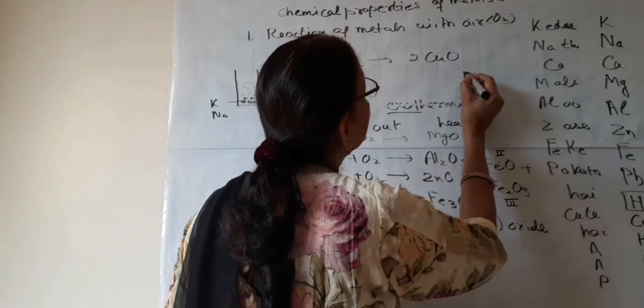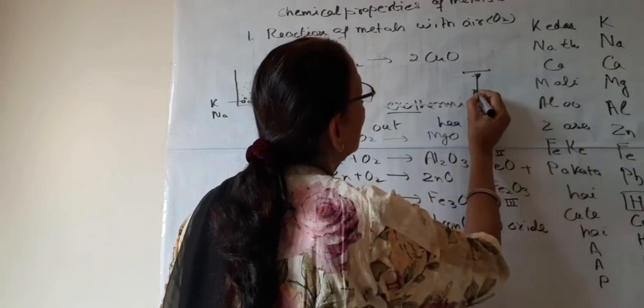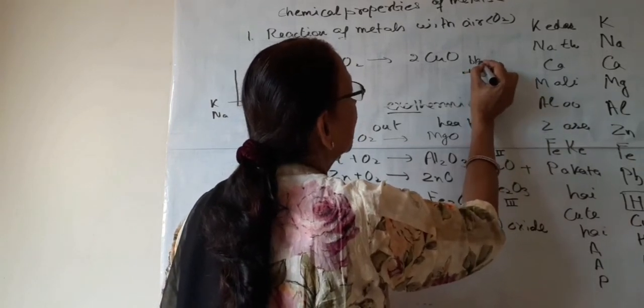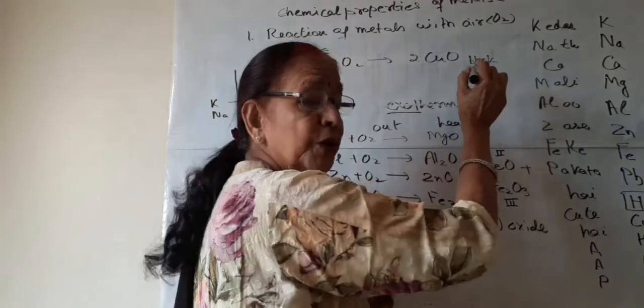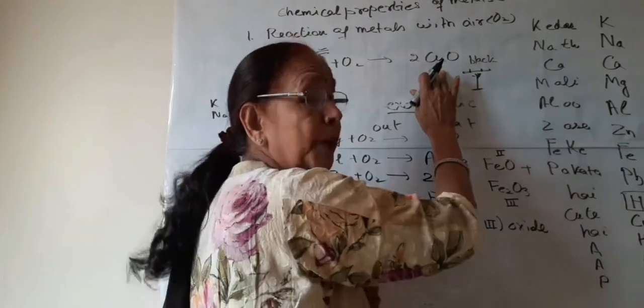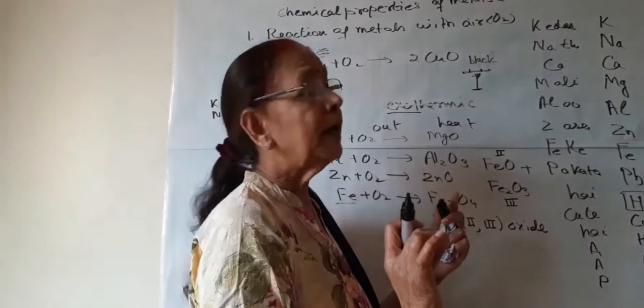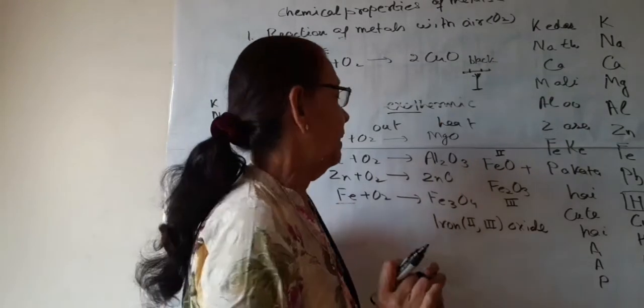If we have this copper rod and we heat this rod, then what happens? It becomes black. And this black deposition on the copper rod is copper oxide. It is deposited on the copper wire or copper rod, which is black in color.